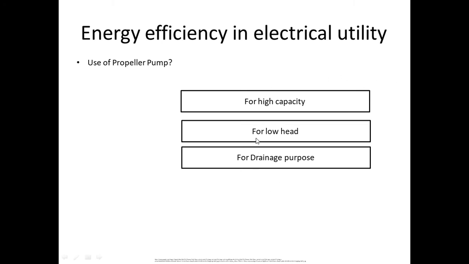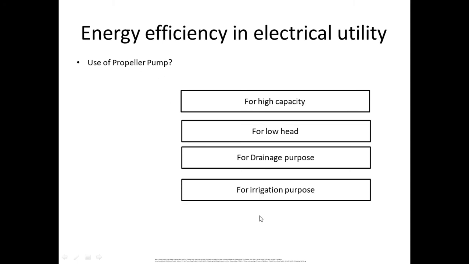And this type of pump is used for low head applications. For draining of mud, this propeller pump is also utilized. Irrigation is also an example. Self-primed pump: this type of pump performs the priming action by itself. Priming is an action in which we remove the air, because if air comes inside the pump, it will damage its working.